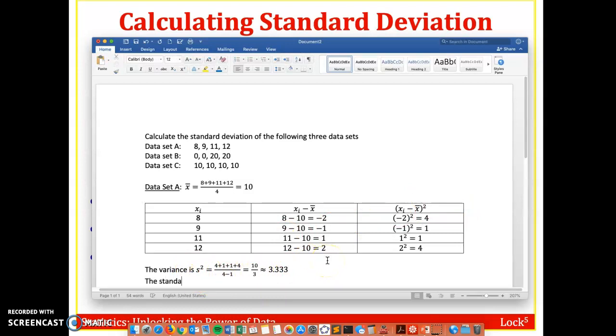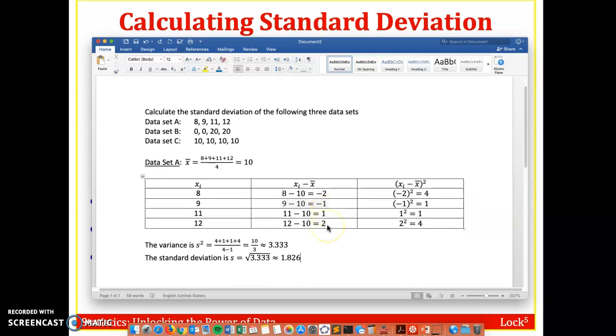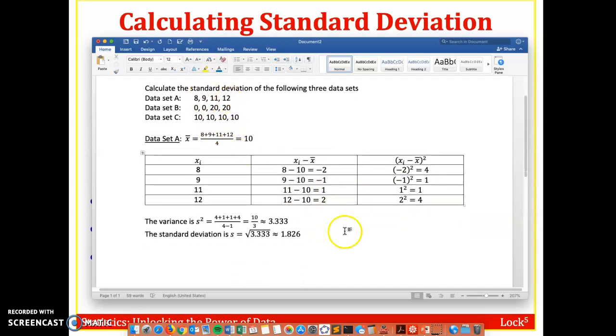So then the standard deviation is S. It's the square root of the 3.333. And that would be approximately, I'll throw that in my calculator, 1.826. All right, going over these small data sets by hand, manually calculating the standard deviation, because I think the best way to get this down is to compare data sets.